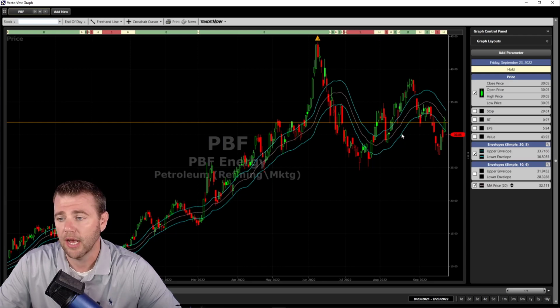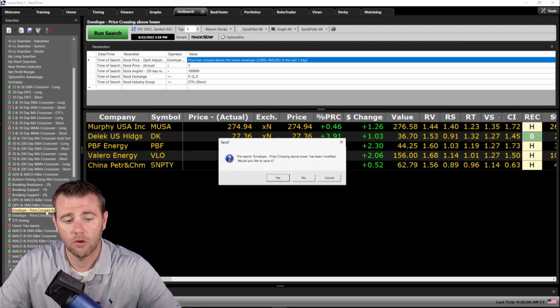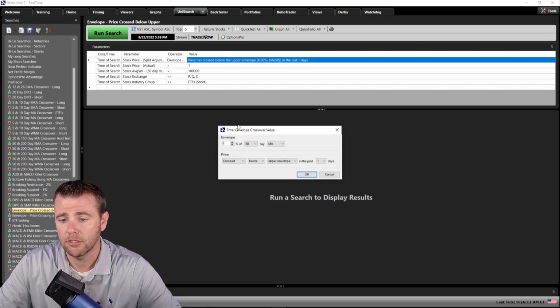Let's take a look at the other side of things. Let's take a look at the bearish trades. So we'll say no to that. We'll go take a look at the envelopes for the downside. And as you can see, once again, it's using the 6 and 50 simple moving average. So we'll change that back down to a 5 and a 20.